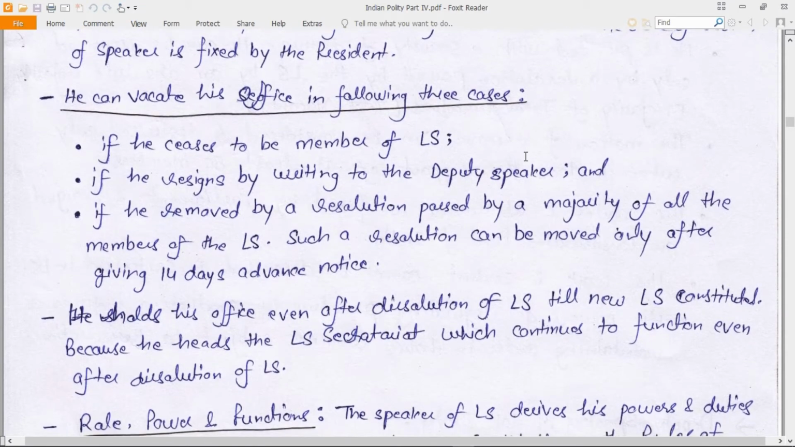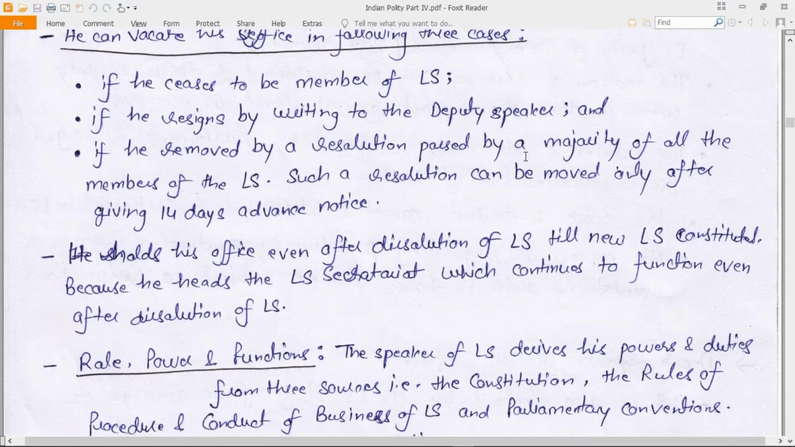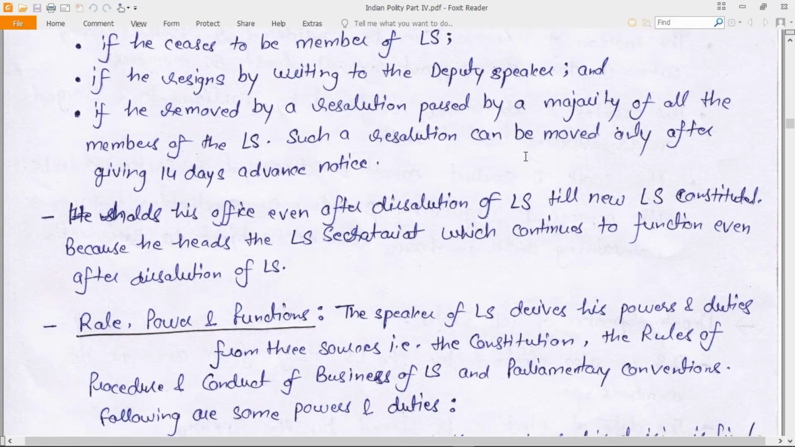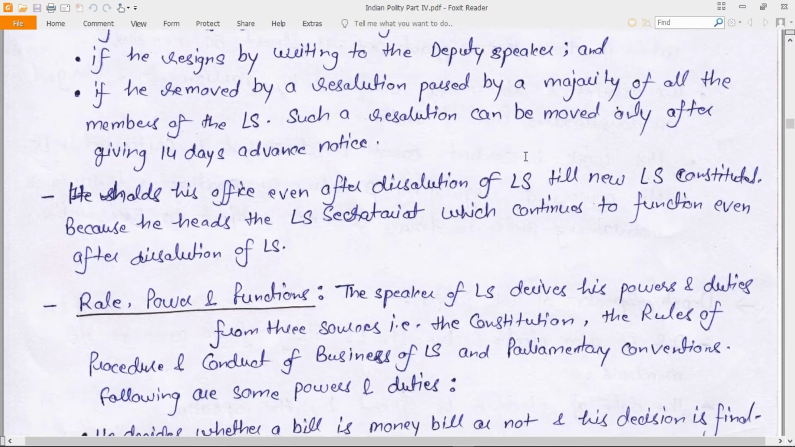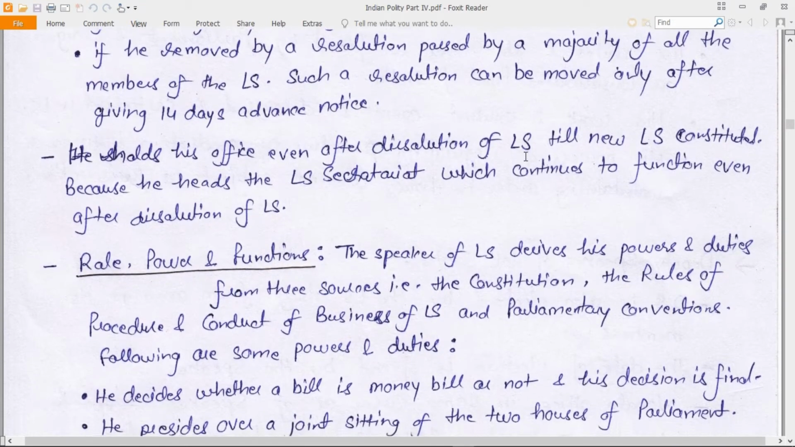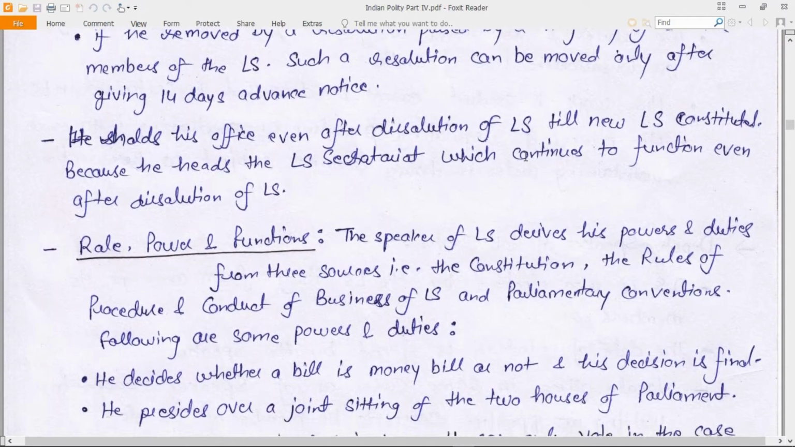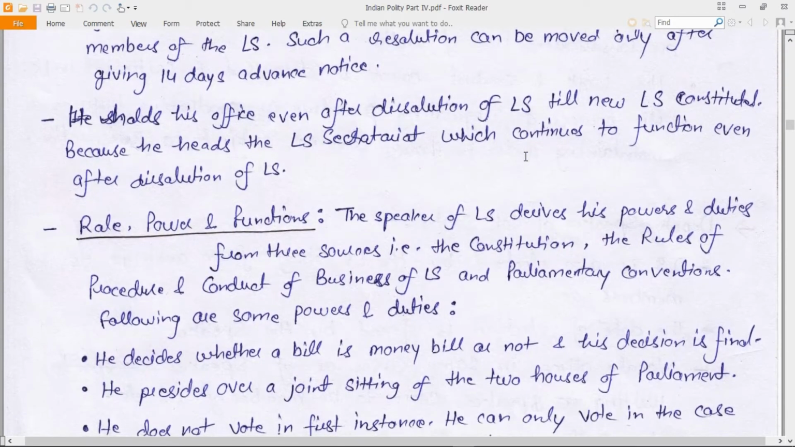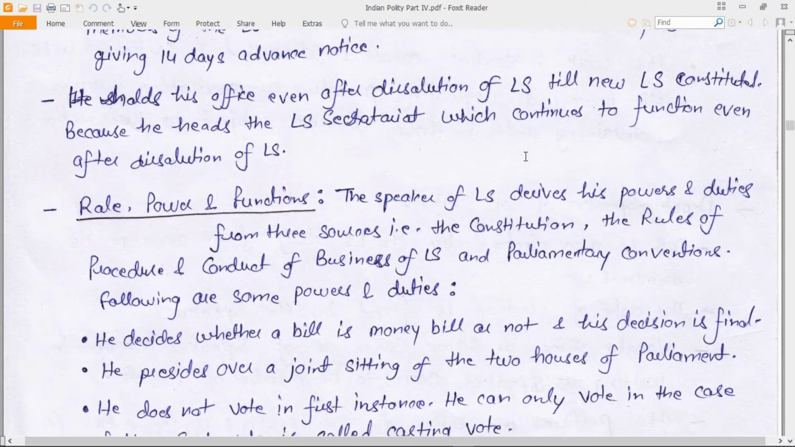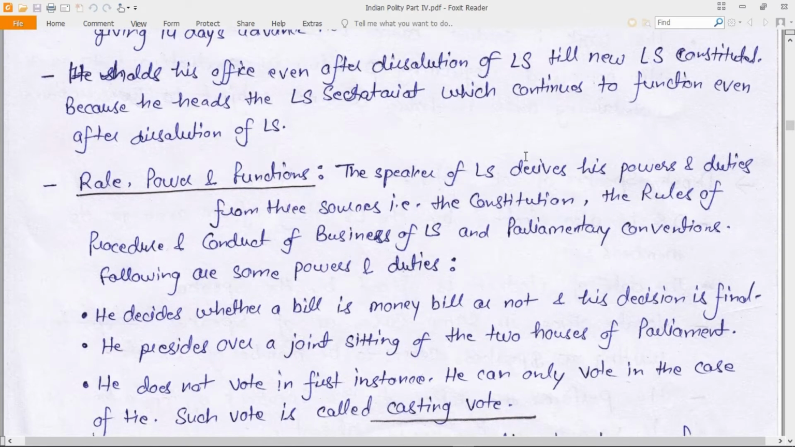If he ceases to be a member of Lok Sabha, if he resigns by writing to the Deputy Speaker, or if he is removed by a resolution passed by a majority of all the members of the Lok Sabha. Such a resolution can be moved only after giving 14 days advance notice. He holds his office even after dissolution of Lok Sabha, because he heads the Lok Sabha Secretariat, which continues to function even after the dissolution of Lok Sabha.